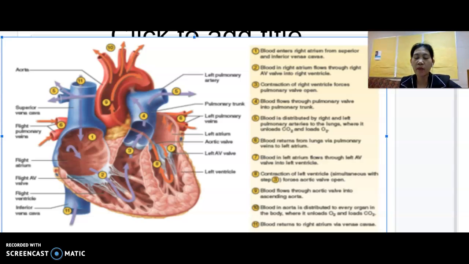So that is how the pathway of blood flow works. I hope you've learned something, and you may now write the pathway of blood flow on the text entry form.